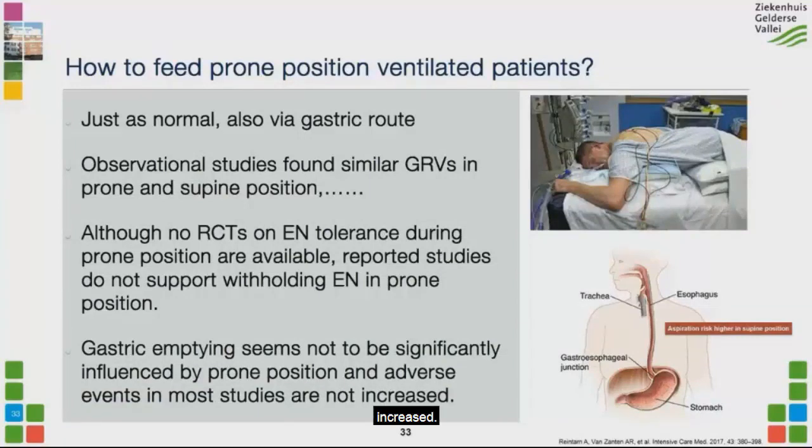studies are not increased. And it's also very likely when being in prone that when there is a regurgitation or vomiting, this material will go through the mouth into the bed and not into the lungs. So it's unlikely that you have more aspiration in the prone position.